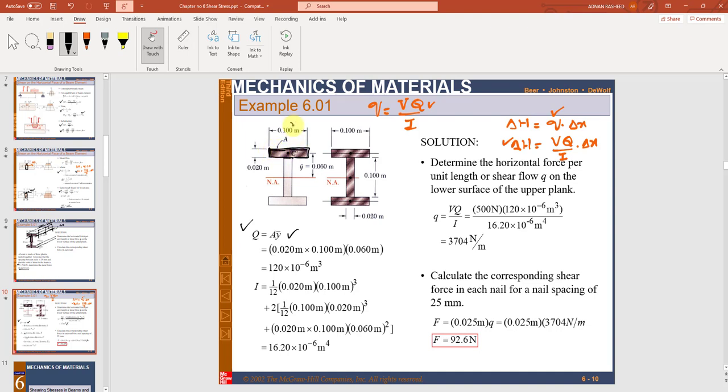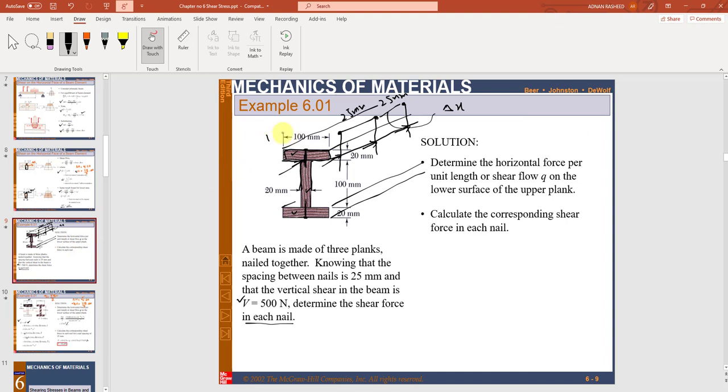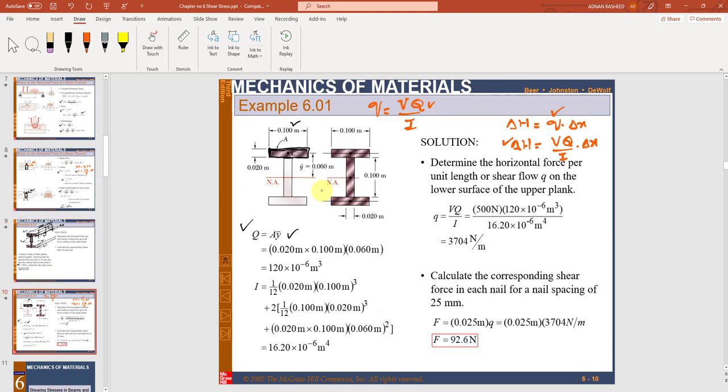And this area is 0.1 meter into 0.020 meter. Also one thing, all the dimensions of the beams shown over here are in millimeters, so we have converted them into meters in order to have consistency in our units. Clear? So this is the thickness of the flange. Similarly, the lower flange will also have a thickness.